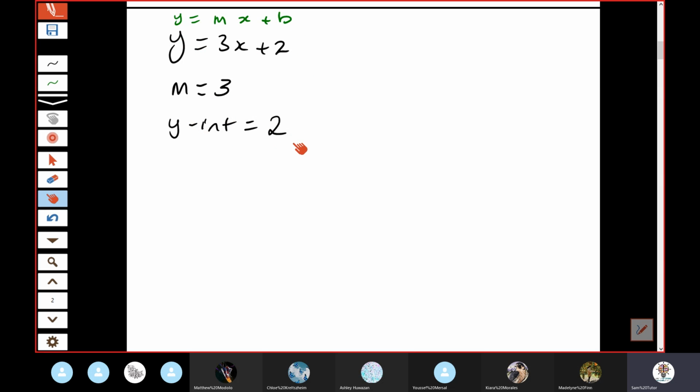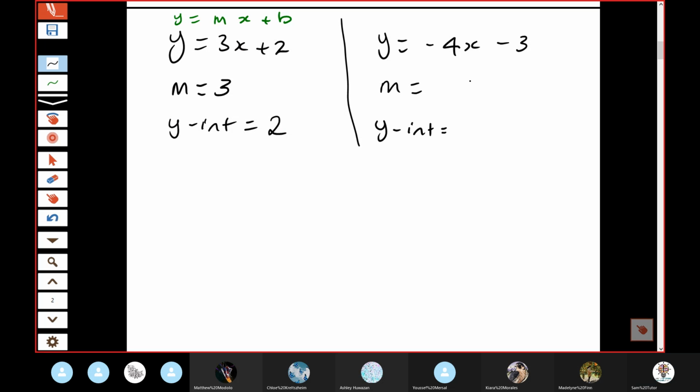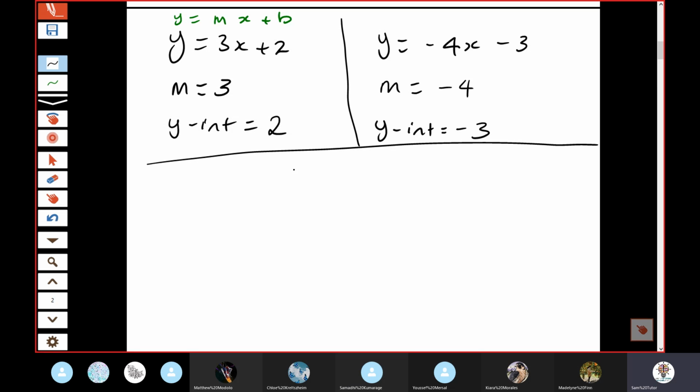Now, are there any questions? Do we not understand something here? All right, let's try again. Y equals negative 4x minus 3. Can somebody else give me the gradient this time and y-intercept? -4 is the gradient. Yes. And the intercept is -3. Beautiful. So far, 2 out of 2. Any questions there?